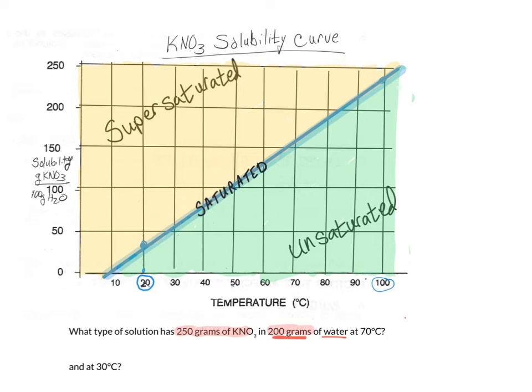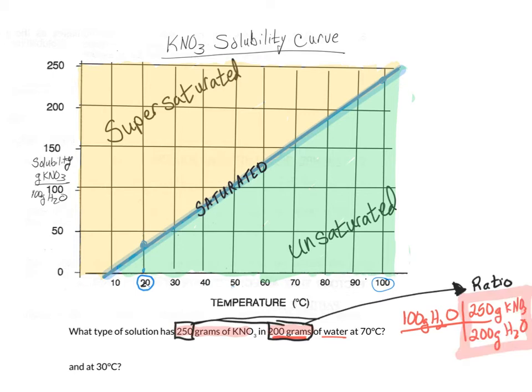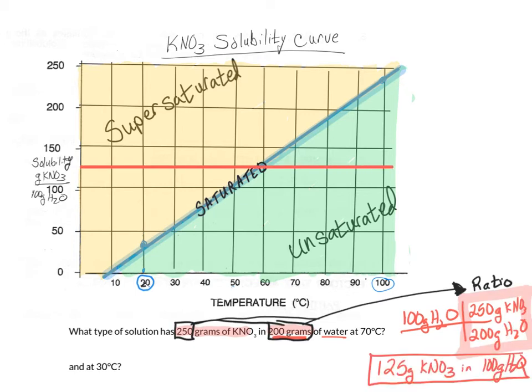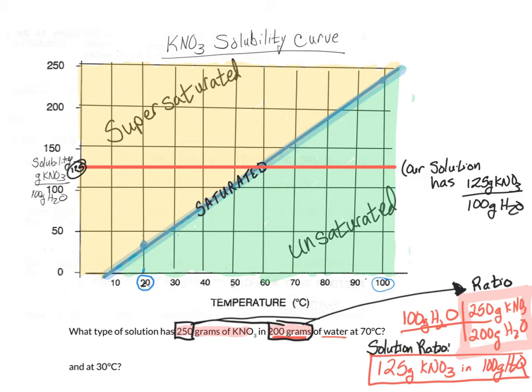So to start this problem, what you need to do is say, well, how much would I have if there were 100 grams of water instead of 200 grams of water? So we make a ratio. We say 100 grams of water, and then the ratio that we have is 250 grams of KNO3 for every 200 grams of water. And the answer to that is 125 grams of KNO3. Now remember, that's how much is going to be in the 100 grams of water that we started with. So that tells us that our solution contains 125 grams of KNO3 in 100 grams of water.